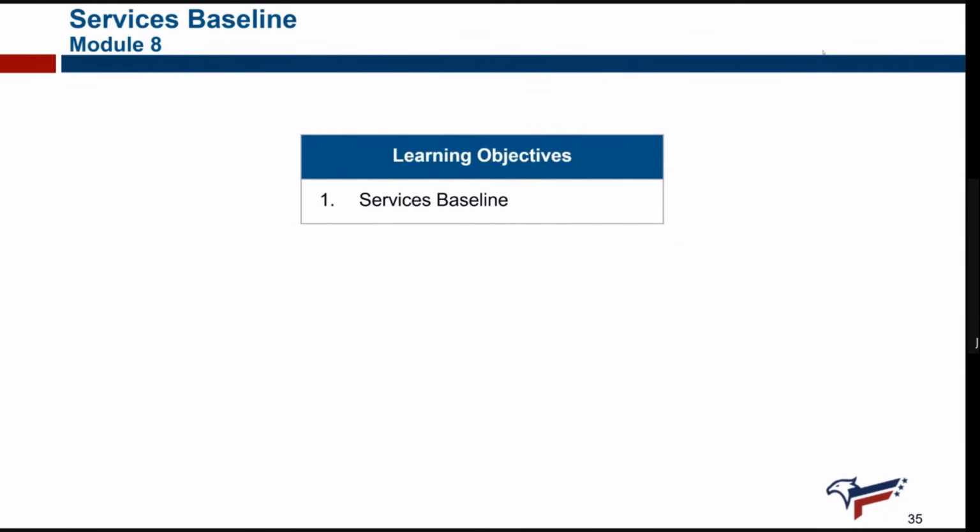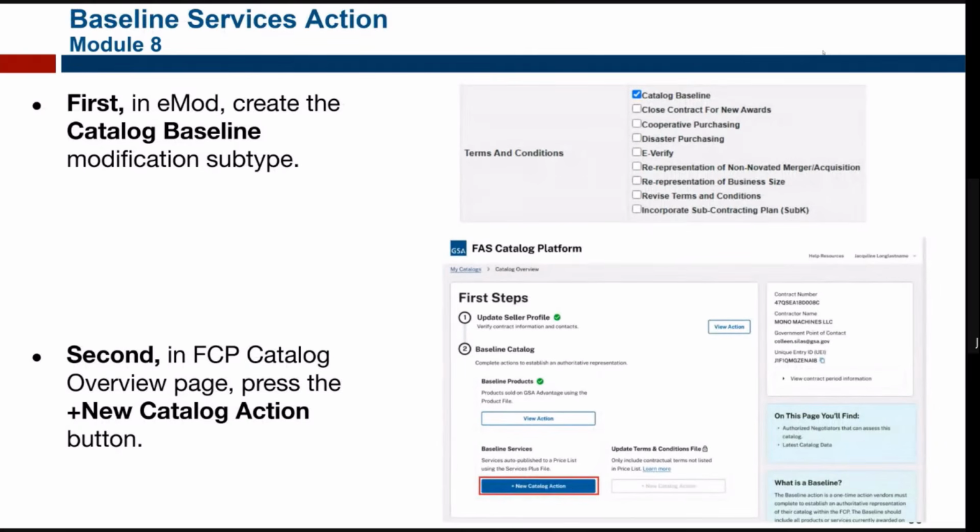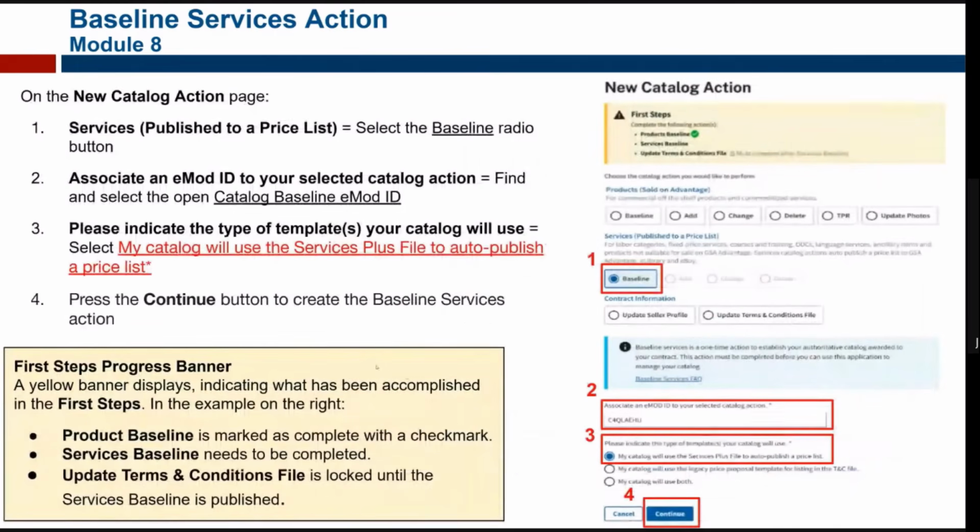All right, services baseline. We've got about 14 minutes left, so I will try to be quick here. Services baseline goes through the same steps as the products baseline. You'll start out in eMod. You'll create a catalog baseline modification subtype, and then you'll go back to FCP and select that new catalog action button. From there, you will select the services baseline. You'll select that radio button. Second, you'll select that drop-down list of eMod IDs.